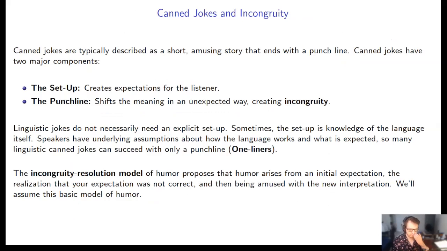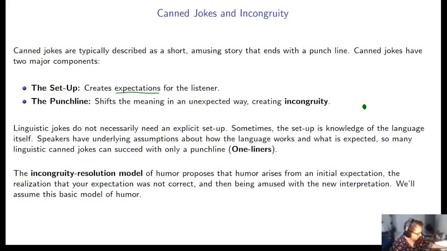before we talk about phonological, lexical, morphological, syntactic, and pragmatic jokes, I want to talk about one little model in psychology about humor and this term incongruity. So whenever we have a joke, let's start with a canned joke. Let's just introduce what this is. There's usually two parts to a canned joke. There's a setup and a punchline. So these two parts are important because what the setup is doing is it's creating an expectation.